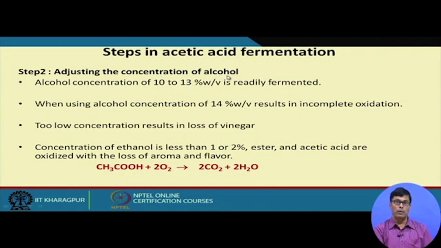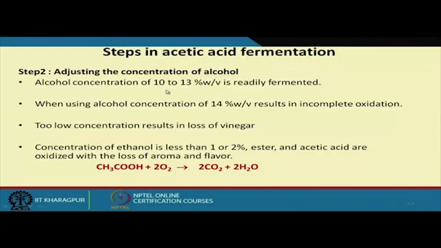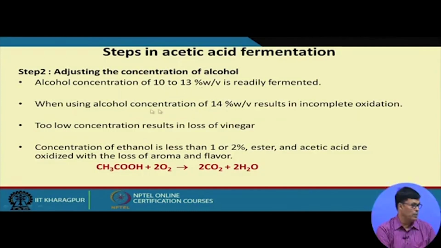Here I want to point out that alcohol concentration plays a very important role in the acetic acid fermentation process. If the concentration is more than 13%, it is undesirable. If it is less than 13%, that is also undesirable. So we find that 13% is optimum for this acetic acid fermentation process. The alcohol contains about 10 to 13%. If it is 14%, it causes incomplete oxidation. A lower concentration results in loss of vinegar.